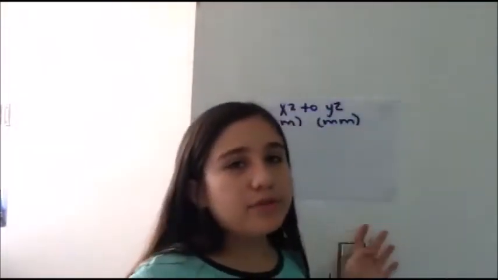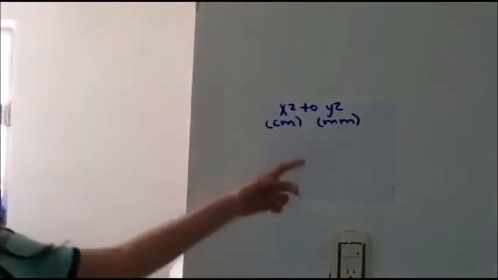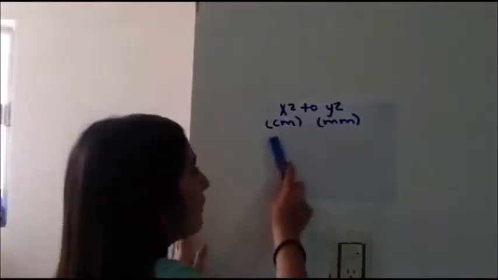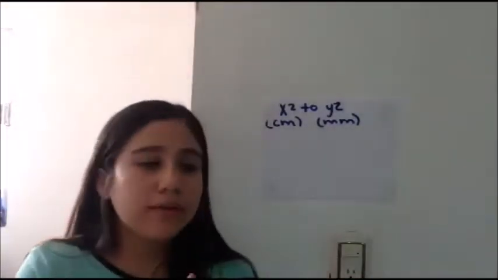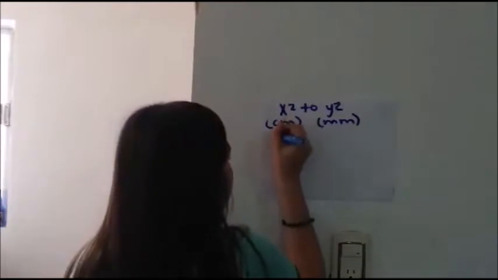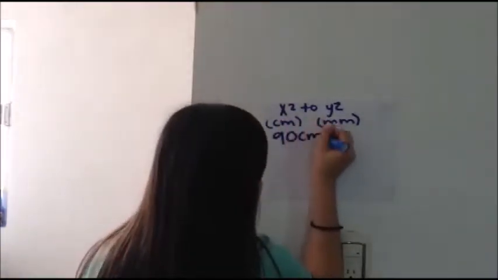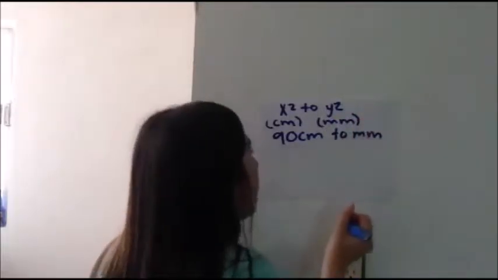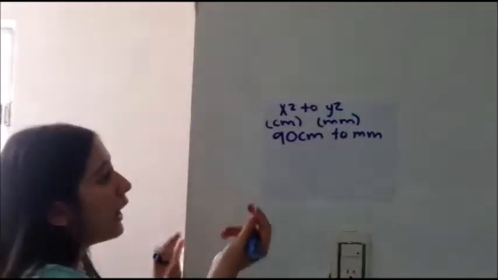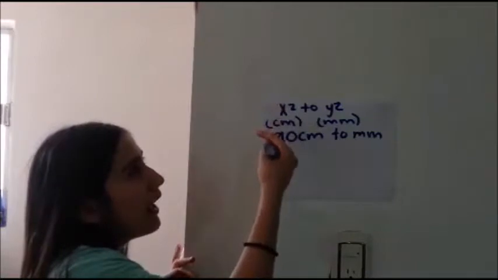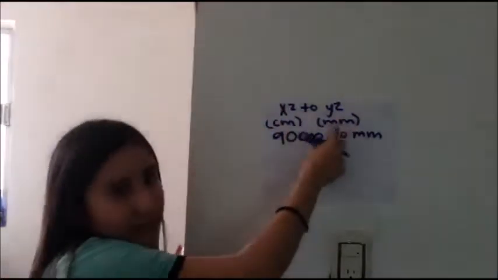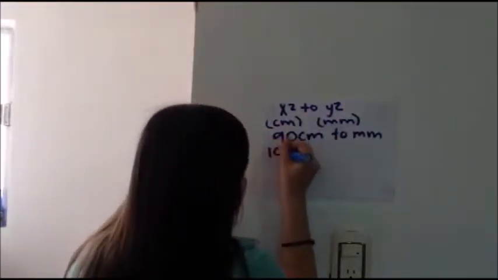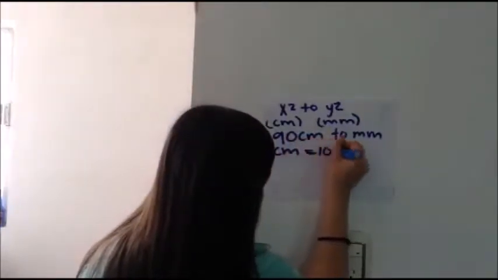The third example that we have is where we want to pass centimeters to millimeters. So the example that we're going to use is going to be 90 centimeters. We want to pass it to millimeters. So we have to know how much a centimeter is in millimeters. So 1 centimeter is 10 millimeters.